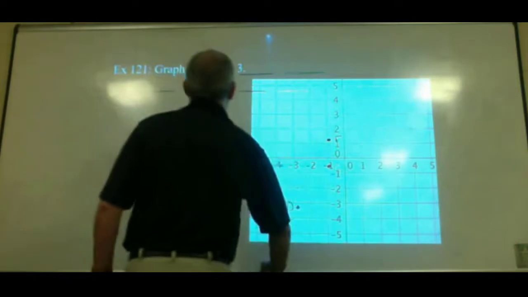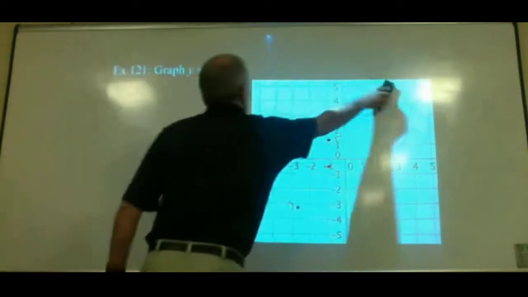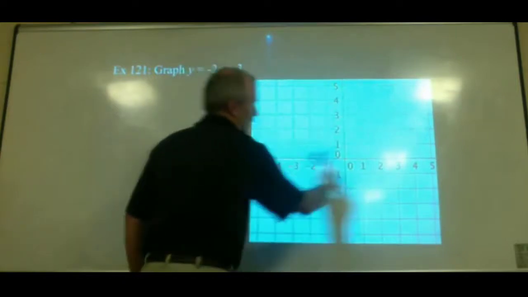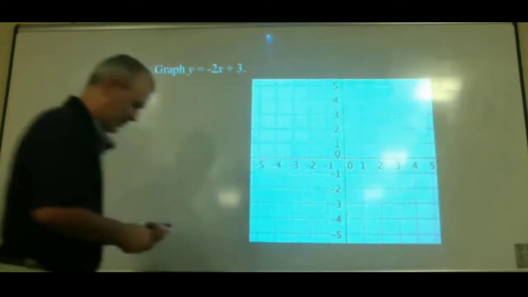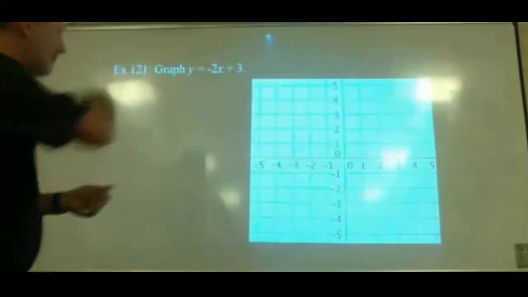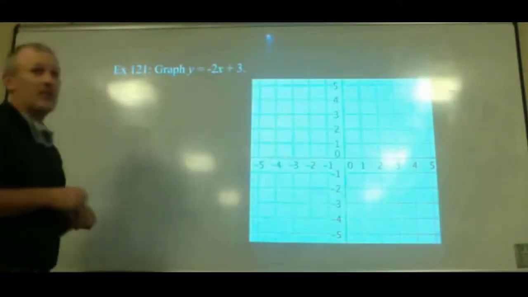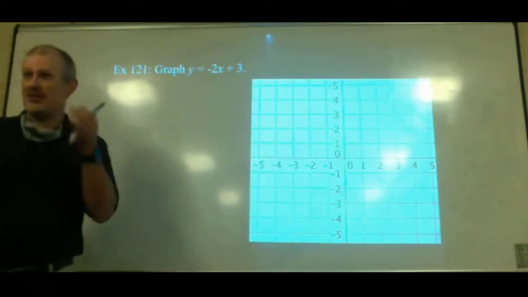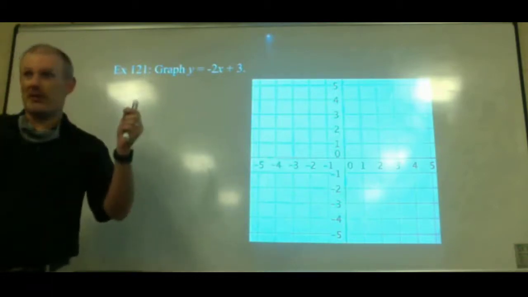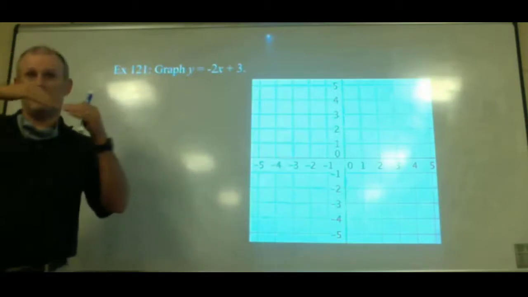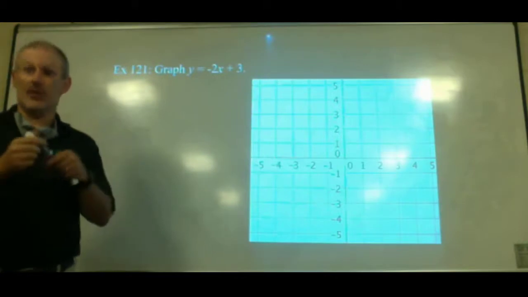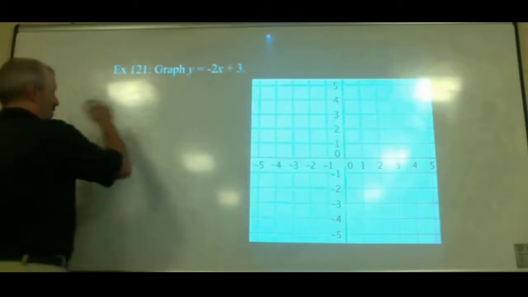So what we're going to do now is graph some lines. So here's what we're going to do to begin with. Remember, this equation has a bunch of points that make it true. And when we draw those points that make the equation true, we're going to be able to draw a line that goes through the points.